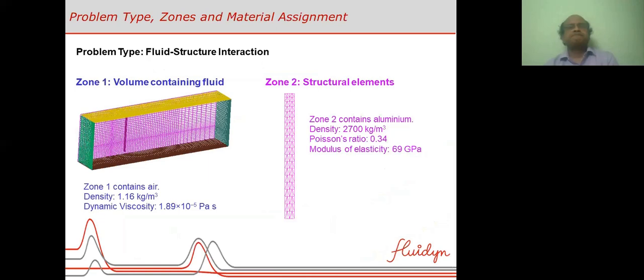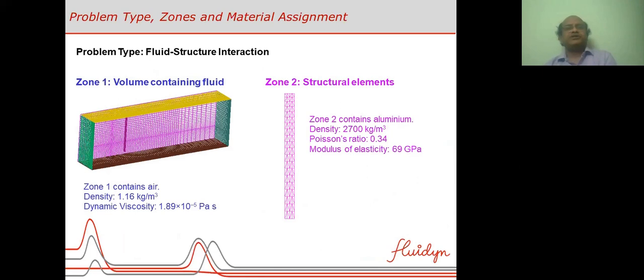So this is the volume, zone 1. There are two zones now. Zone 1 is the volume containing the fluid. It contains air. The material assigned is air, and it has its own properties. And zone 2 is the structure, comprised of structural elements. In this case, it is aluminium, and its properties are specified.